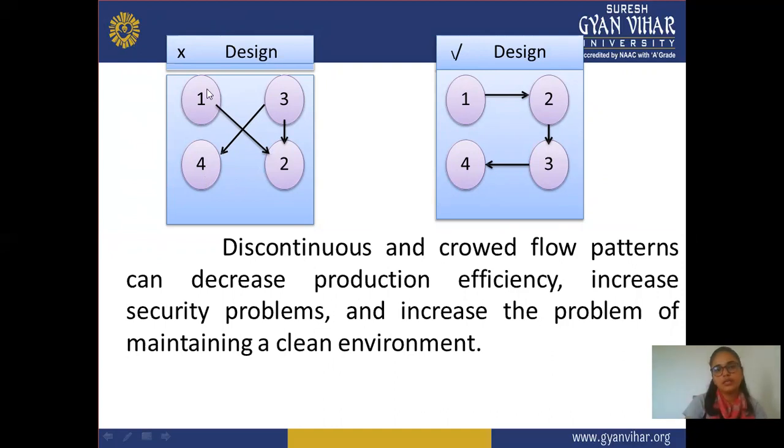In this one design, there is one zone here and a second here. When a person goes from the first to the second, it goes from here, and from third to fourth, from here to here, and second to third they will be here. It is not in a proper sequence, so there is overcrowding or some contamination observed in this design.